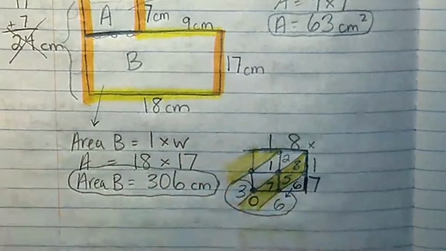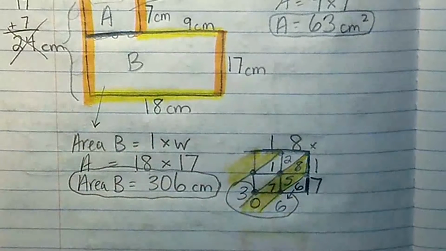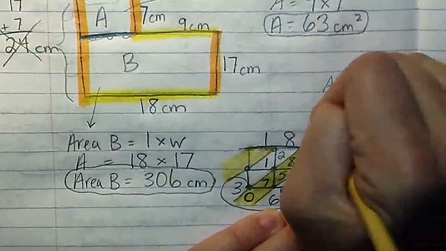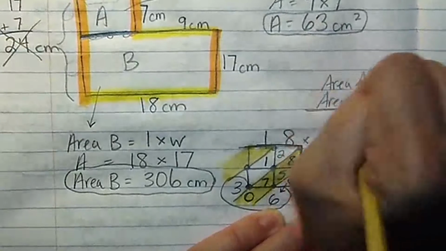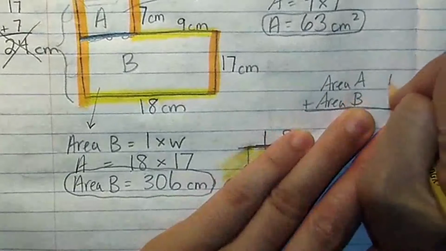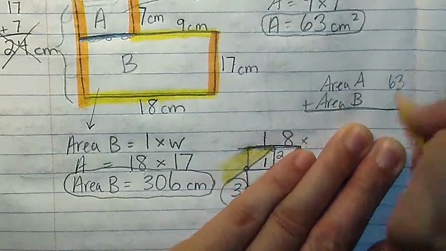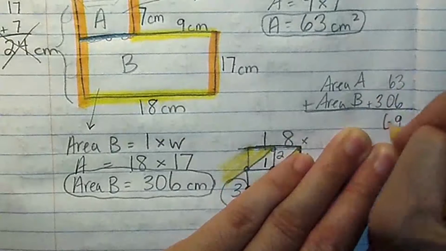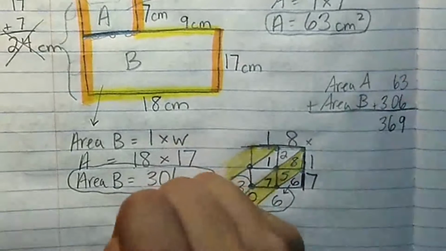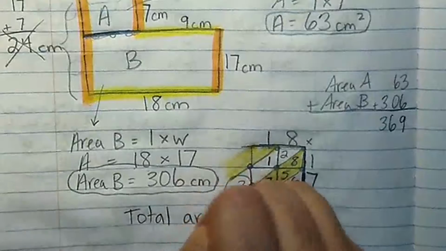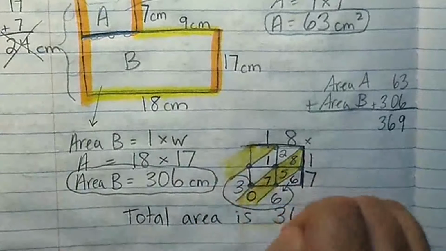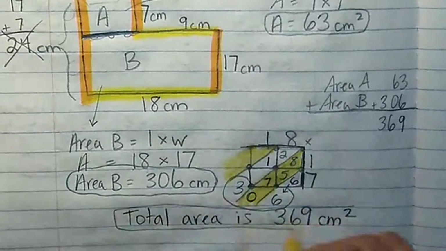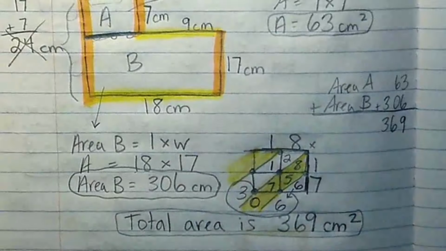And a too fast 4th grader would say, I'm done. But we have one last step. I need to add area A plus area B, and that will give me my total. Area A was 63. Area B was 306. So the total area is 369 square centimeters, and that is my answer. A little bit easier, right?